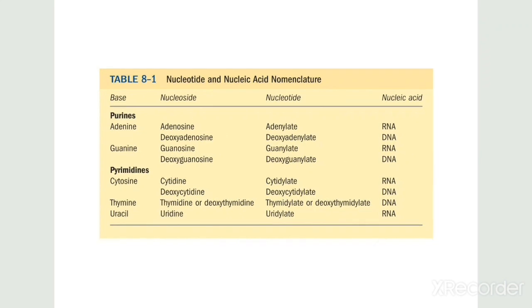In case of pyrimidines, the nucleoside of the cytosine base will be called cytidine in case of RNA and deoxycytidine in case of DNA, while its nucleotide will be called cytidylate in case of RNA and deoxycytidylate in case of DNA. Similarly, thymine and uracil will be named accordingly.